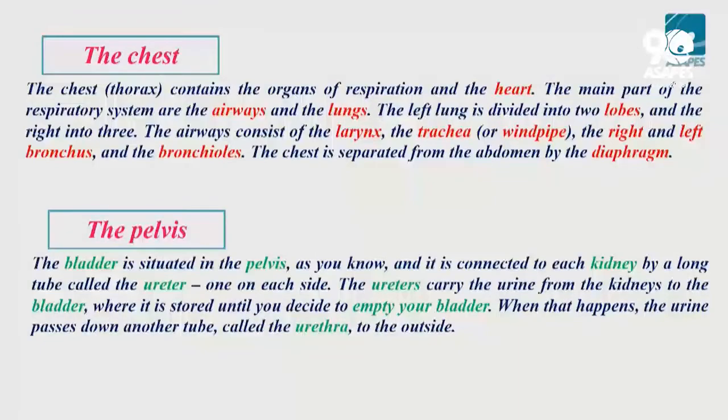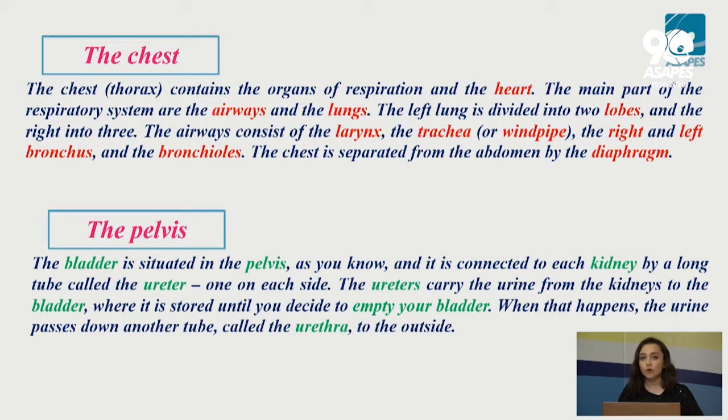The next part of the body that we are going to talk about is the chest. The chest contains the organs of respiratory system and the heart. The main parts of the respiratory system are the airways and lungs. The left lung is divided into 2 lobes and the right into 3 lobes. The airways consist of the larynx and trachea or windpipe, the right and the left bronchus and bronchioles. The chest is separated from the abdomen by the diaphragm.